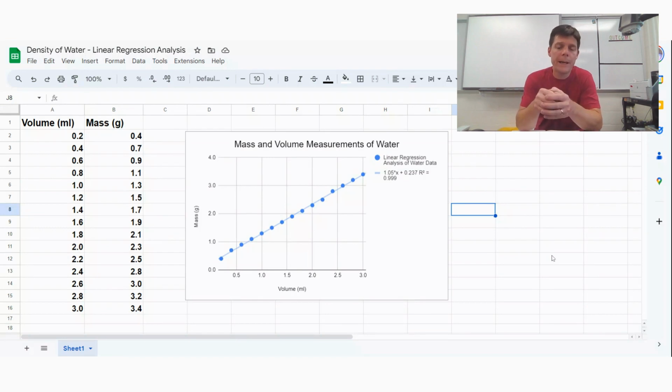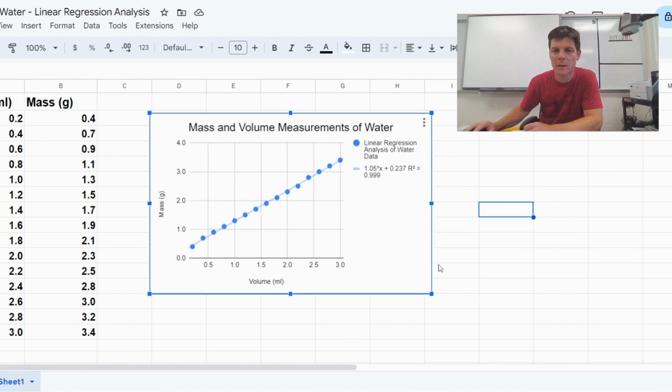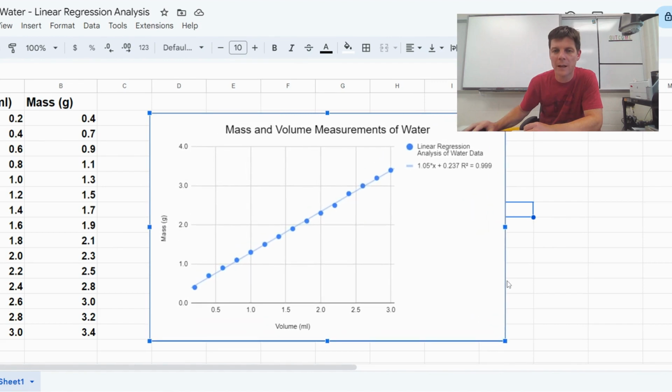Okay, so what's remaining on this graph is the interpretation. And what we want to do is look at the equation of our line. So we see that right here, 1.05 times x plus 0.237. I don't like that. Let's go like that. Okay, so the equation for our line, 1.05 x plus 0.237. Now the intercept value we're not really going to be using for our analysis.